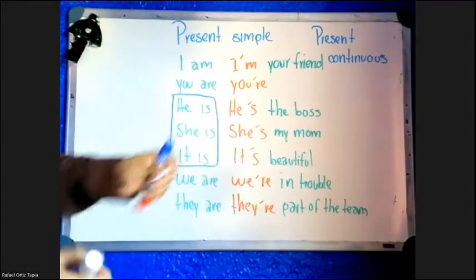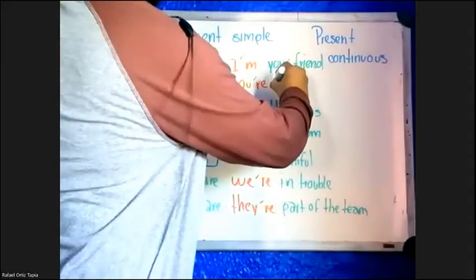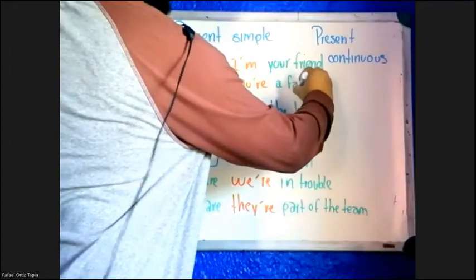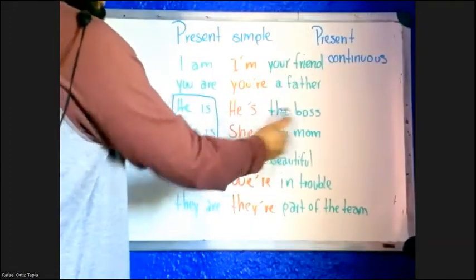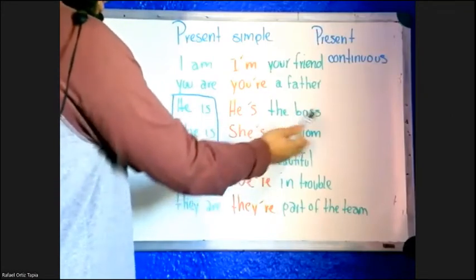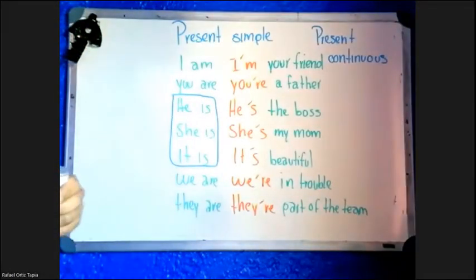¿Sale? Puedes tener cualquier frase que tú quieras y esta significa yo soy tu amigo, you are a father, tú eres un padre. Puedes tener un montón de clases de cosas aquí, ¿no? So, he's the boss, él es el jefe, she's my mom, ella es mi mamá, es hermoso, estamos en problemas, so we're in trouble, they are part of the team, ellos son parte del equipo. Puedes tener lo que tú quieras mientras no pongas un verbo.